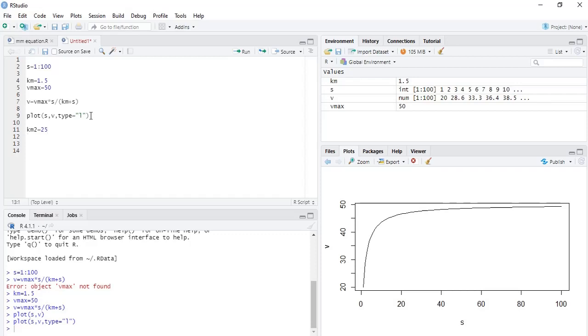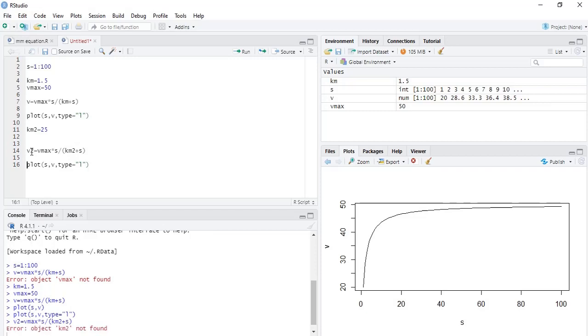Now, just to see the effect of increasing Km, we'll have Km2 is equal to 25, excessively high, and then we'll copy the equation, this one, and we'll copy the plot also, we require both, and in the equation we'll change this Km to Km2 and V to V2. We'll run that.